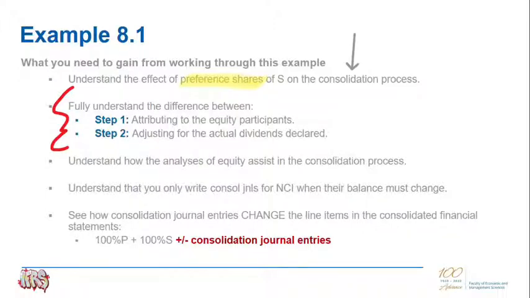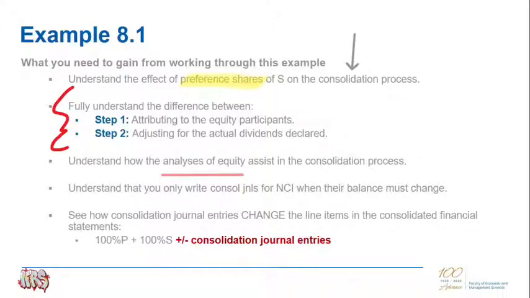And then as a step 2, when we actually have a dividend declared by S, we have to adjust those balances again for that dividend declared, by taking away that dividend income recognized by the parent and then that debit movement to NCI. We will use timelines and refer to the analysis of equity quite a bit, as it becomes very helpful the moment you have preference shares and ordinary shares issued by S.